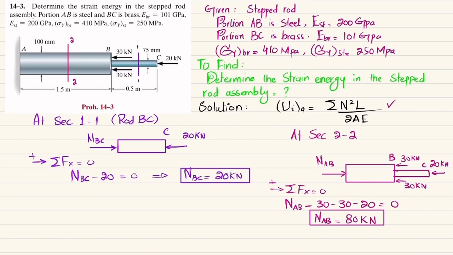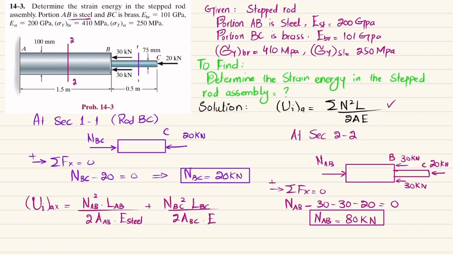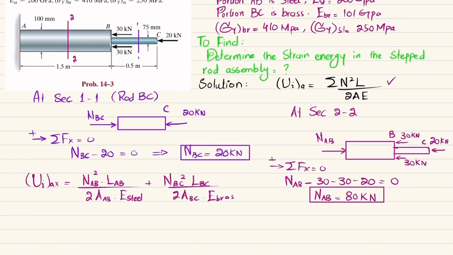So we will use this equation. Strain energy due to axial loading is equal to the sum of, for rod AB, NAB squared into length AB divided by 2 times area of AB into E. AB is made of steel, you can see why this is made of steel, so E of steel. Plus, for brass or rod BC, NBC squared into length of BC divided by 2 times area of BC, and BC is made of brass, as given here. So now you have all the values, so you can put them in. NAB is 80 kilonewton, so 80, and kilo is 10 to the power 3, whole squared.